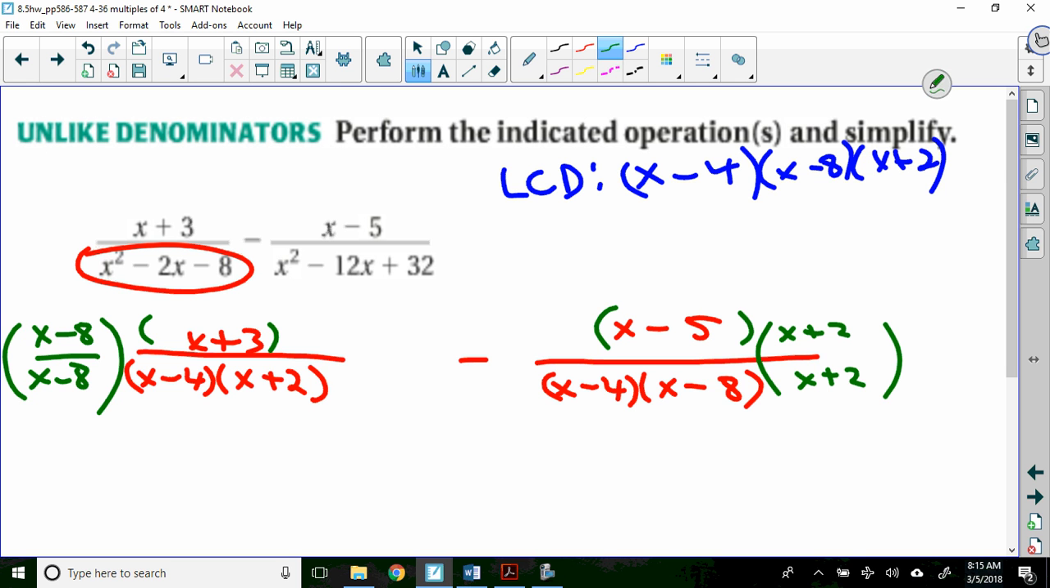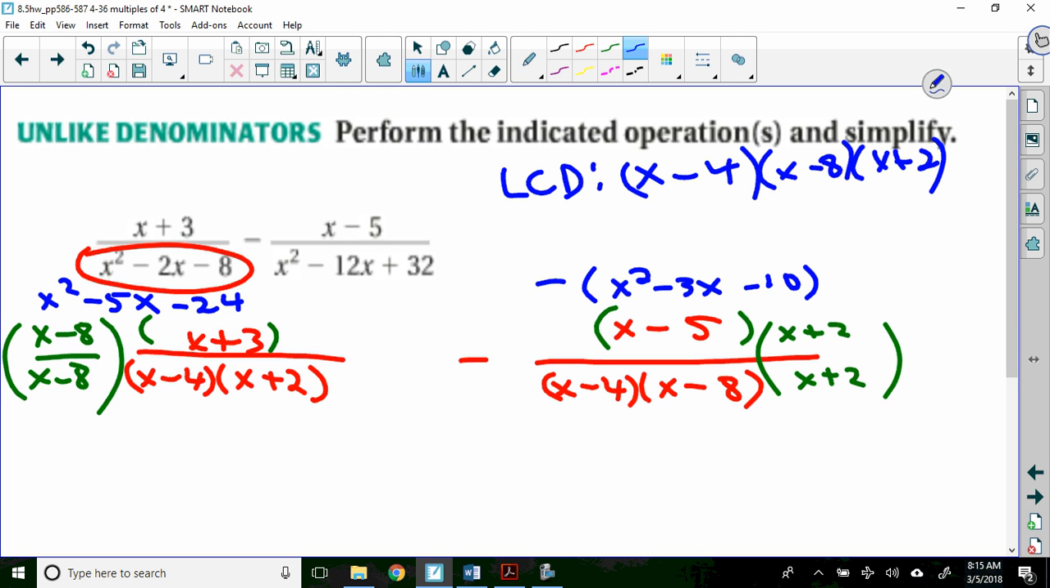I'm going to skip a couple steps here, not too many. X times x is x squared. I'm going to have minus 8x plus 3x, so that's going to be minus 5x. Minus 8 times 3, that's minus 24. X times x is, of course, x squared. Minus 5x plus 2x, that's minus 3x. And minus 5 times 2, that's minus 10. So I am subtracting that whole quantity.